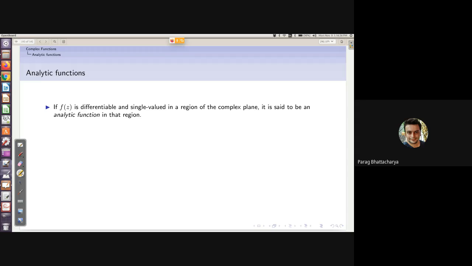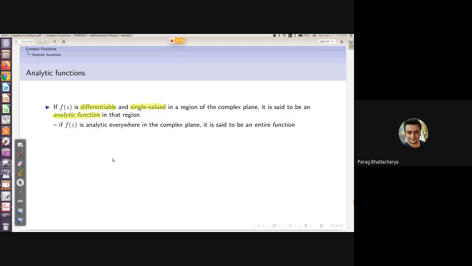If a function f of z is differentiable, and it is single valued in a region of the complex plane, then it is said to be an analytic function. So basically, two things it must satisfy. It must be differentiable and it must be single valued. In a region of the complex plane, the function must be differentiable and single valued. Then it is said to be an analytic function.